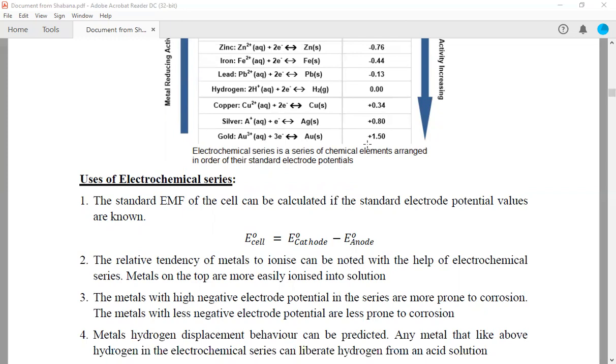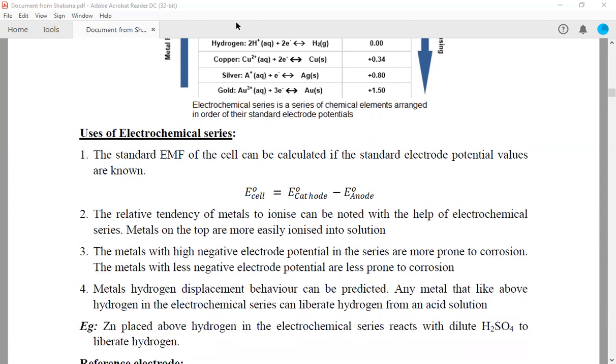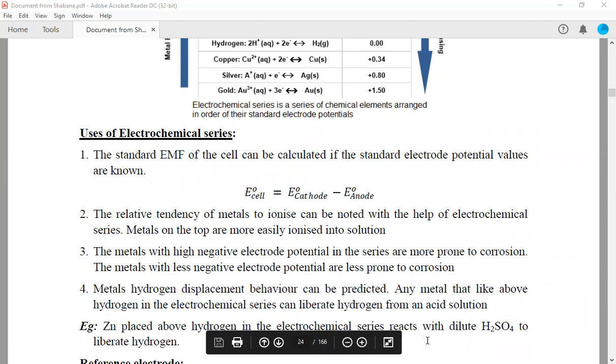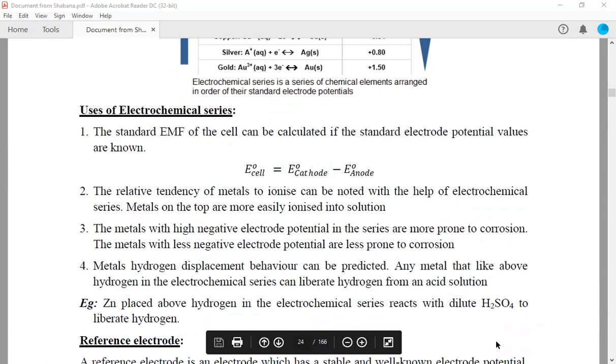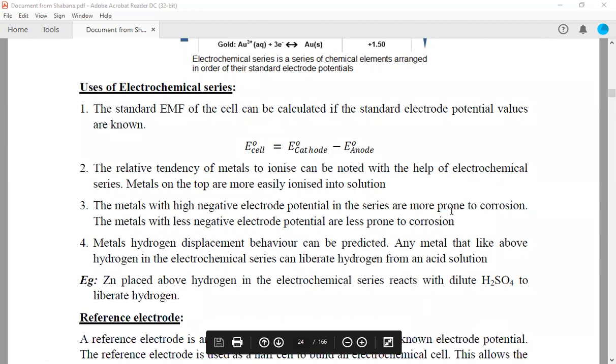And coming to the fourth use, the metal's hydrogen displacement behavior can be predicted. Any metal that lies above hydrogen in the electrochemical series can liberate hydrogen from the acid solution. I told you by taking the example of zinc, when treated with HCl, it gives rise to zinc chloride with the liberation of hydrogen gas. See here, zinc, placed above hydrogen in the electrochemical series, reacts with dilute sulfuric acid to liberate hydrogen gas. So these are the four uses and the significance of the electrochemical series.